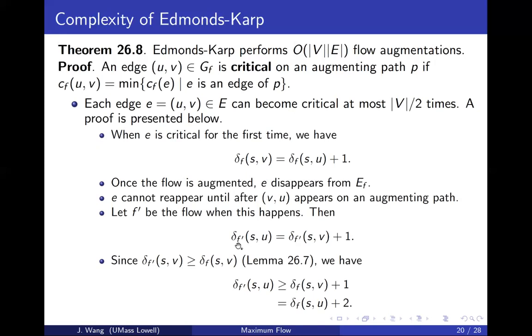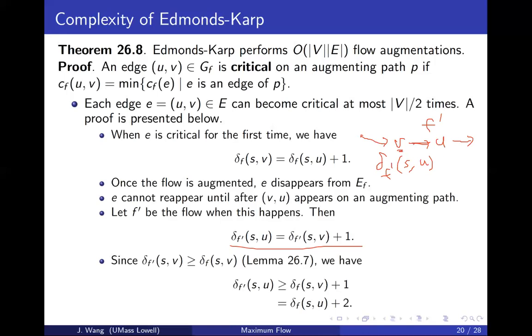So that means that delta F prime SU is equal to delta. In other words, when VU appears on an augmenting path, let's say this is on F prime, then delta F prime SU is equal to delta F prime SV, plus one more edge. So that's what it is.